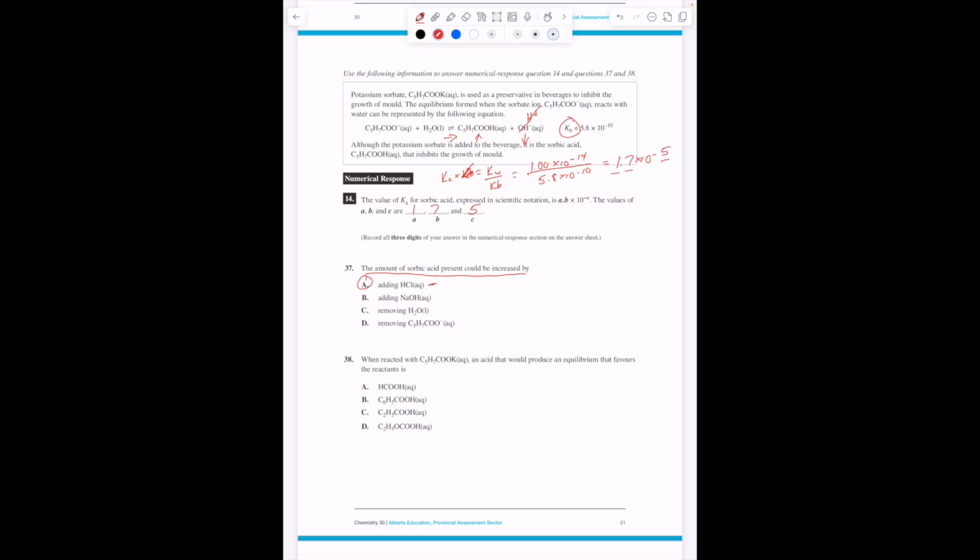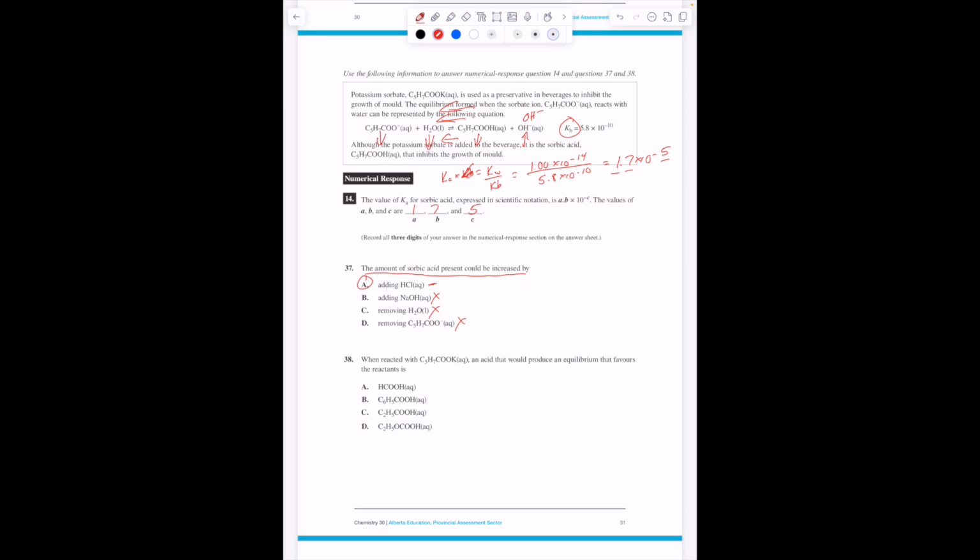Let's just go through the rest of them. If I added NaOH, I'd be adding OH negative up. So that would shift away, meaning sorbic acid would go down. That's out. If I remove water, same thing. I'm going to shift that way. So that's out. Same thing if I remove this, I'm going to shift that way again. So that's out. Okay, good.